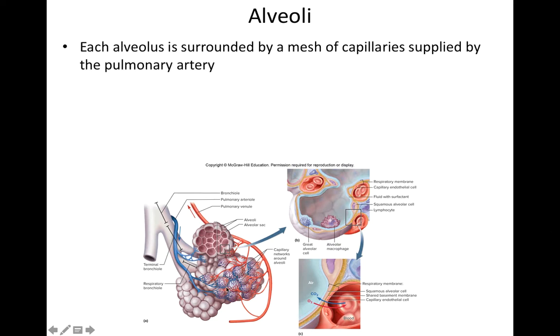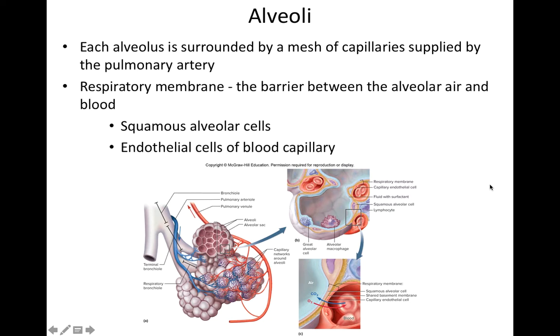So we've got this capillary network surrounding each alveoli. So here's capillary and here's your alveoli. And when they're sitting there together, they're going to form something called the respiratory membrane. This is what we have to exchange across in terms of gas exchange. So it's made up of 2 very thin cells.